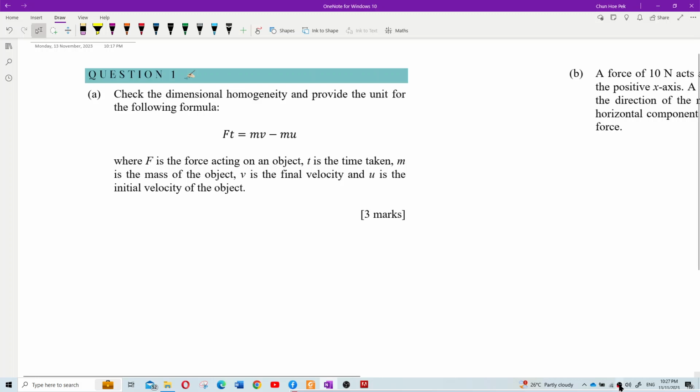Okay, now I'm recording. Check the dimensional homogeneity and provide the unit for the following formula.